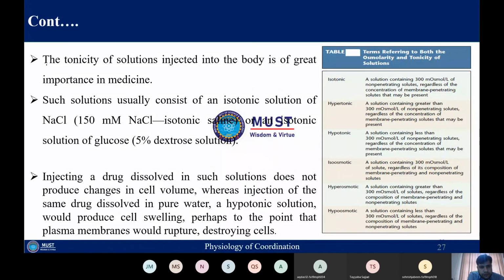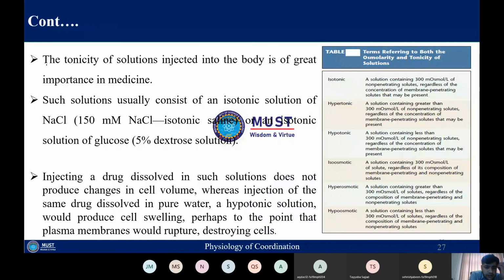And similarly, the tonicity of the solution injected into the body is very important. You must have seen that mostly saline is used for injecting; any injection into the body is given in saline. Such a saline solution mostly consists of an isotonic solution of sodium chloride, meaning 150 molar osmolarity of sodium chloride, which we call an isotonic saline solution, and sometimes a 5% dextrose solution is also used.